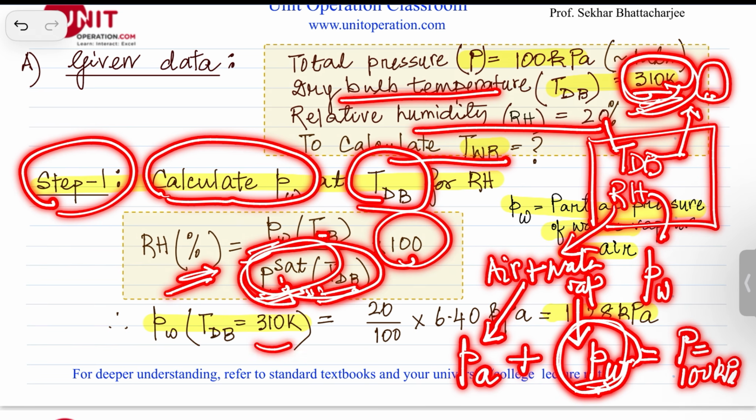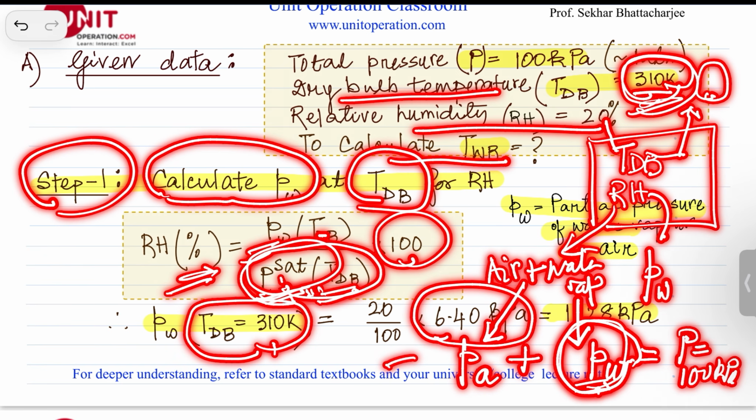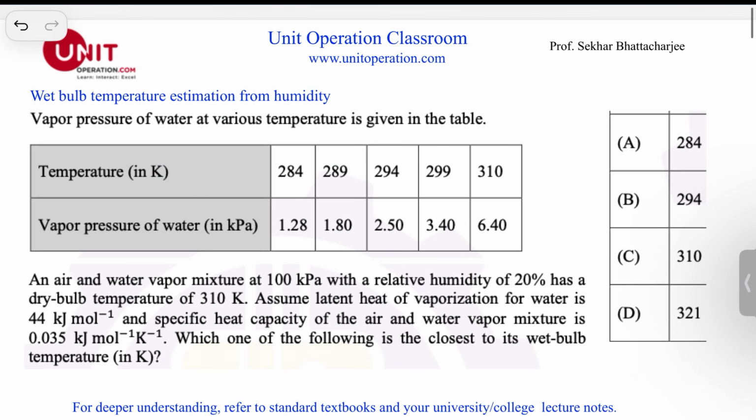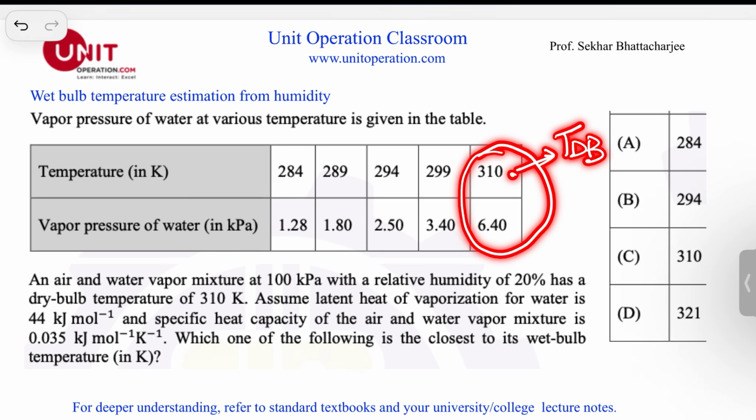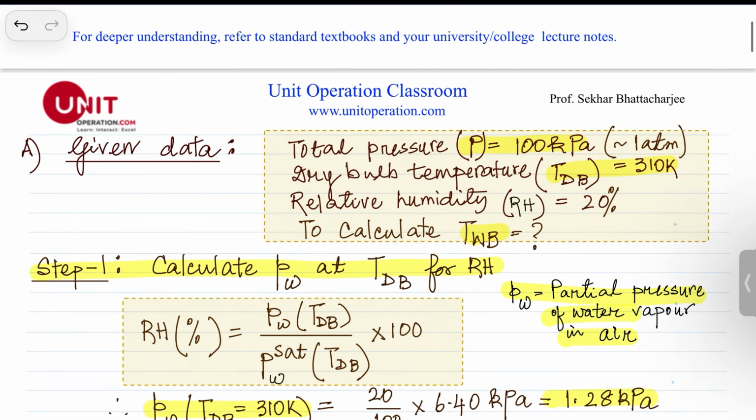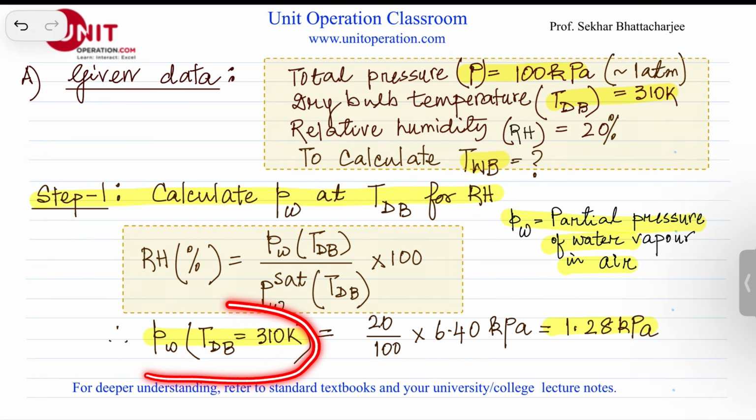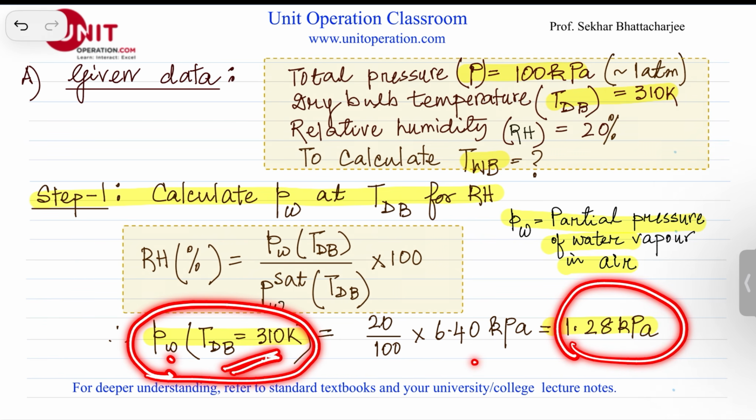At 310 Kelvin, from the table, we'll find that this value is 6.40 kilopascal. We'll see here that this is the temperature in Kelvin, and this is the vapor pressure of water in kilopascal. So at 310 Kelvin, which is the dry bulb temperature, the saturation vapor pressure is 6.40 kilopascals. So we can calculate the partial pressure of water vapor in that room or enclosure, which is equal to 1.28 kilopascals. So that is the first step.